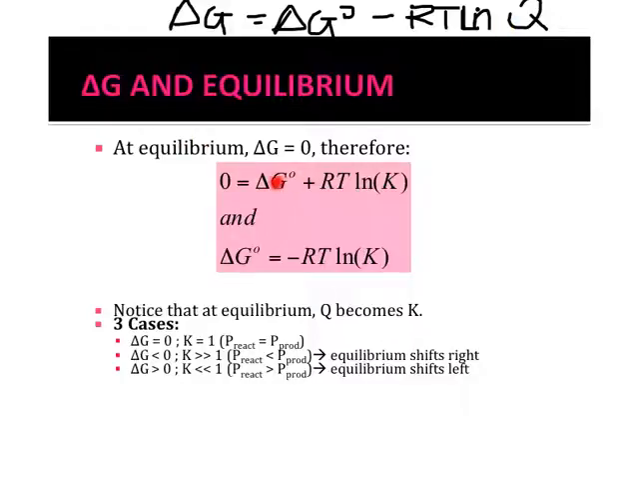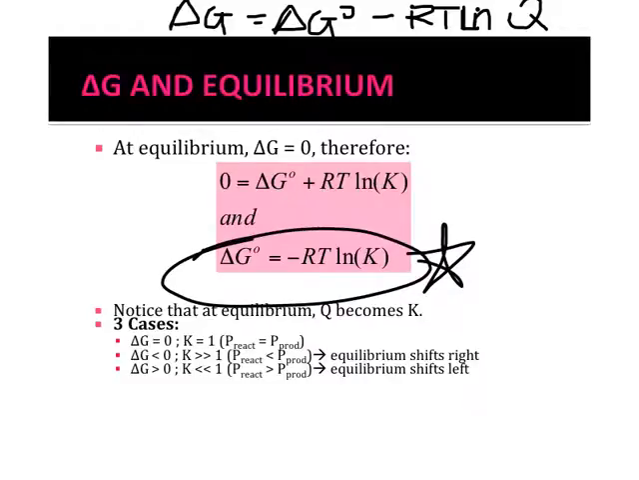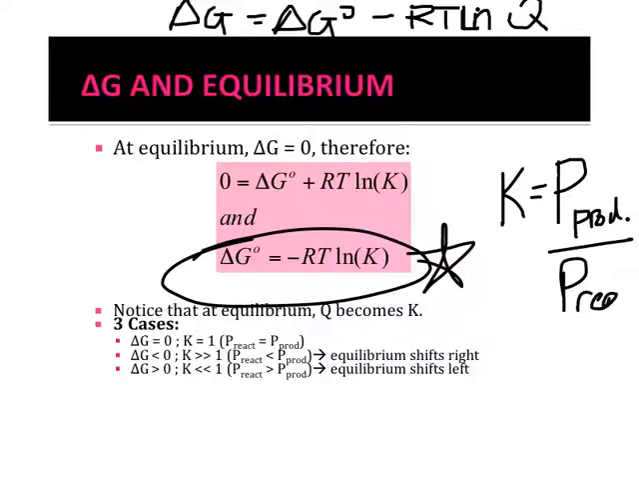All right? So then in my formula, I can put a 0 here, and then I can change Q to K and solve for delta G standard. And now I have delta G standard equals negative RT times the natural log of K. This is an extremely important equation because now we have the equilibrium dependence of delta G and we can predict the shift in equilibrium. Remember that K, or Q even, is equal to the pressure products over the pressure reactants.